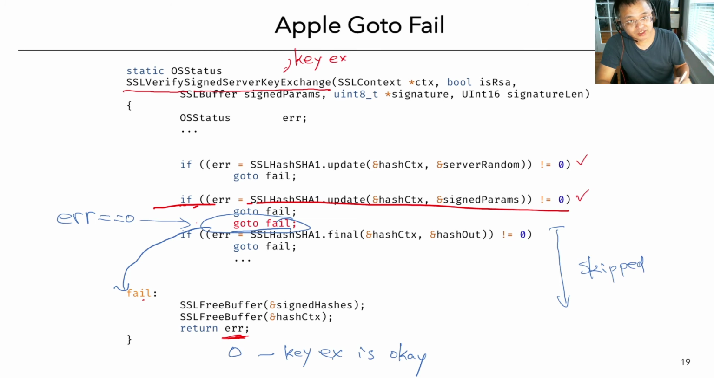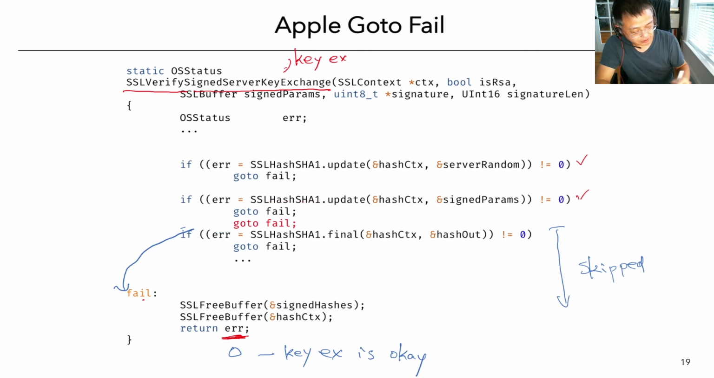Okay, so this can cause a lot of security issues because of all those skipped validations and verifications. There's some conspiracy theory involved in this goto fail vulnerability.